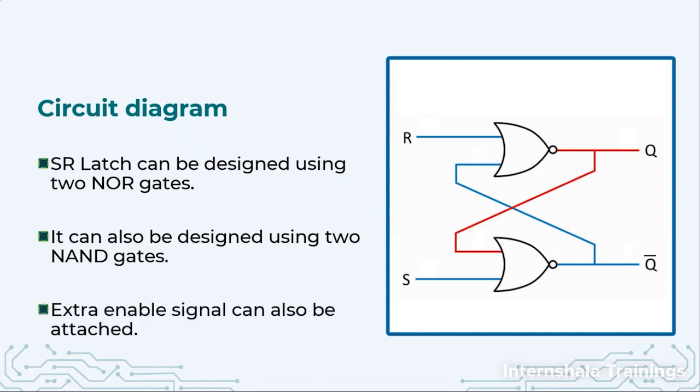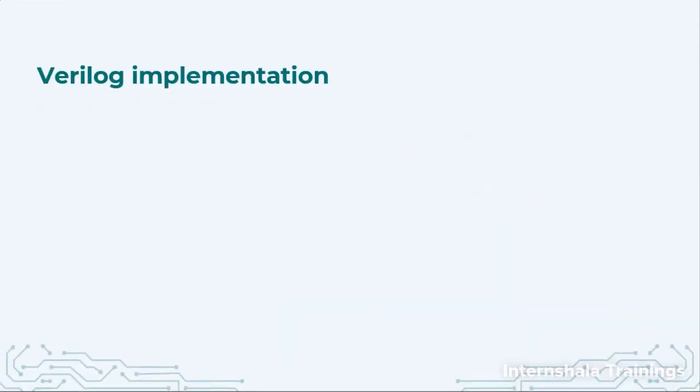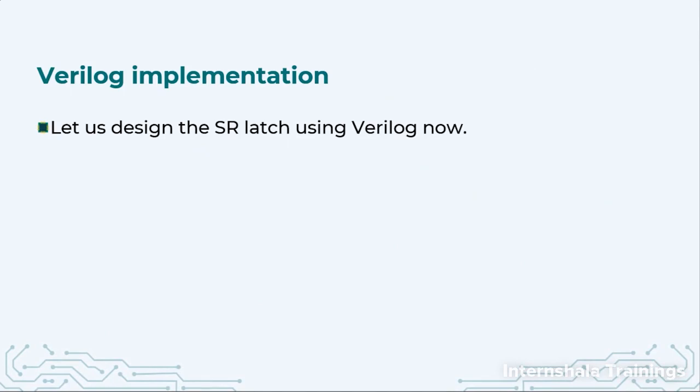Sometimes an SR latch can be designed with an additional enable signal as well. So all these possibilities are there in the circuit implementation. The circuit that we have here is the simplest and the first version of an SR latch implementation. Now let us go to Vivado and implement this SR latch in Verilog.